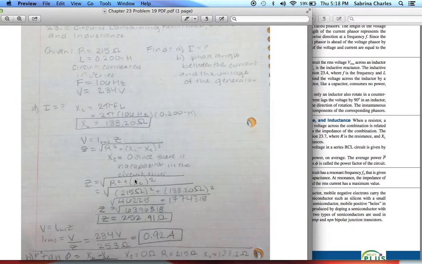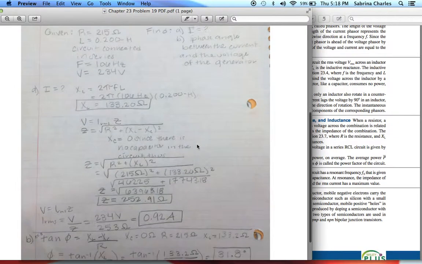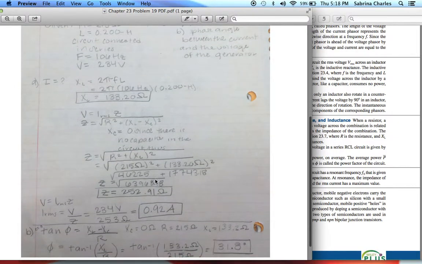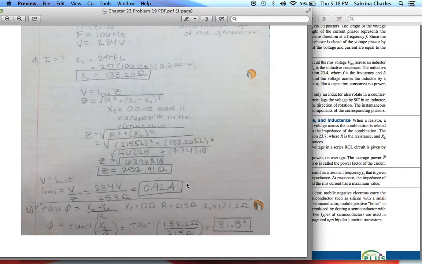So that brings our formula to the square root of R squared plus XL squared. Our R is 215 ohms, and you square that, plus our XL, which I just found up here, which is 133.20 ohms, and you square that. After squaring those two numbers, you add them, and then you take the square root. In the end, my Z was equal to 252.91 ohms.